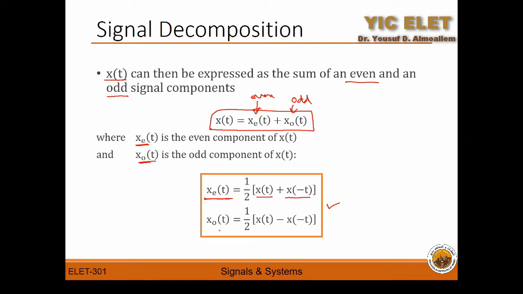And for the odd part, we find x of t and again x of minus t, but we subtract them from each other. So just take care about this minus sign. Then we multiply the entire subtraction by half, and then we get the odd part of the signal.